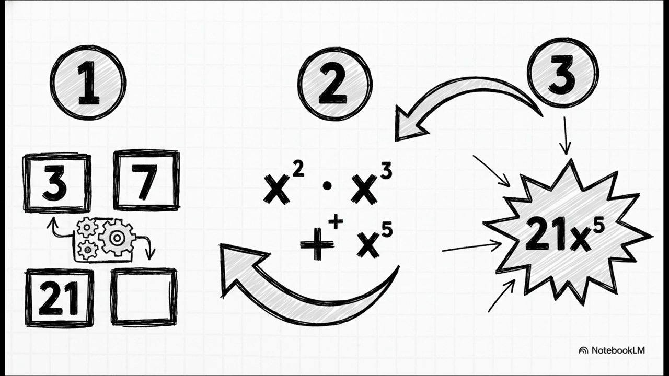x squared times x cubed, same base, so we add the exponents. 2 plus 3 gets us x to the 5th. And for the grand finale, you just stick those two pieces back together. Final answer, 21 x to the 5th.